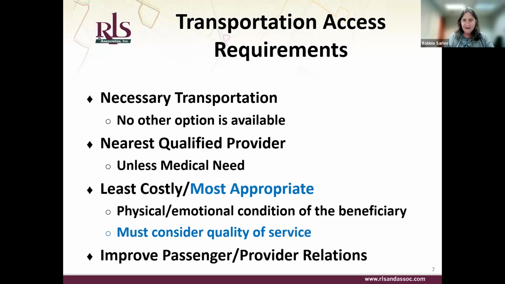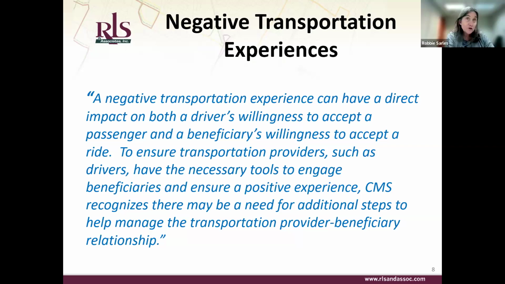Also, the requirements are to improve passenger provider relations. And there's the concern that you have to have a good relationship with your service provider. Otherwise, passengers won't ride. This is a quote that I typically wouldn't do this, but I'm going to read it because this is huge. And this is a quote directly from the guidance. It says, "A negative transportation experience can have a direct impact on both the driver's willingness to accept a passenger and a beneficiary's willingness to accept a ride. To ensure transportation providers, such as drivers, have the necessary tools to engage beneficiaries and ensure a positive experience, CMS recognizes that there may be a need for additional steps to help manage the transportation provider beneficiary relationship."